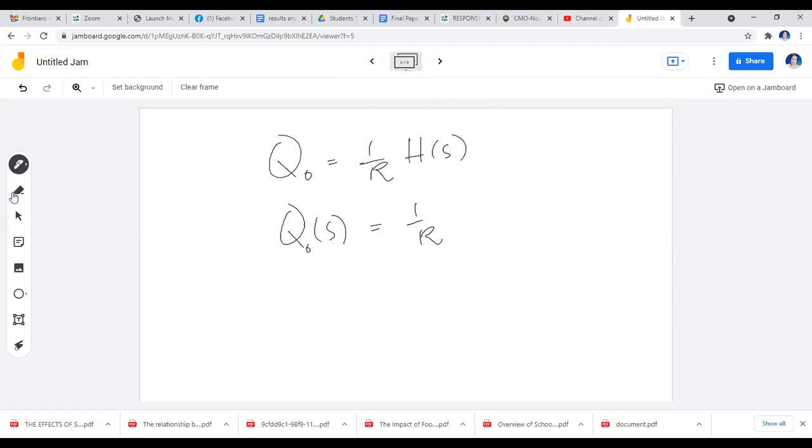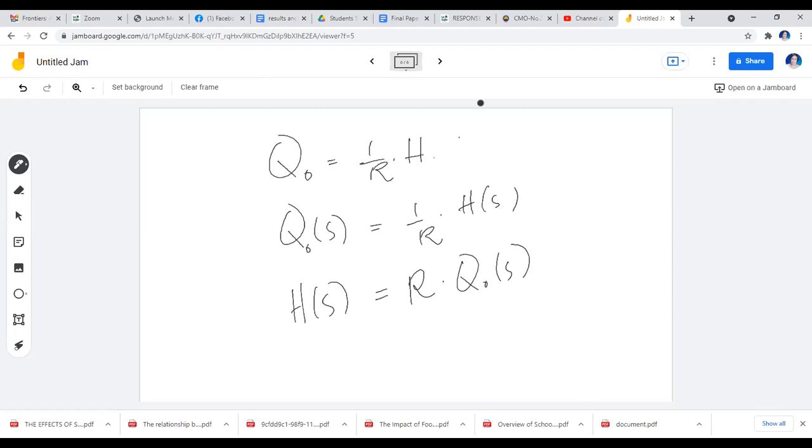By the way, it doesn't have still your H of S here. This is just your level. Okay, so it's after you have performed the Laplace transformation that you will have the level expressed in terms of H of S. So if I want to change the H of S in my original transfer function in terms of Q sub O, that would be the product of your linear resistance and the Q sub O of S.